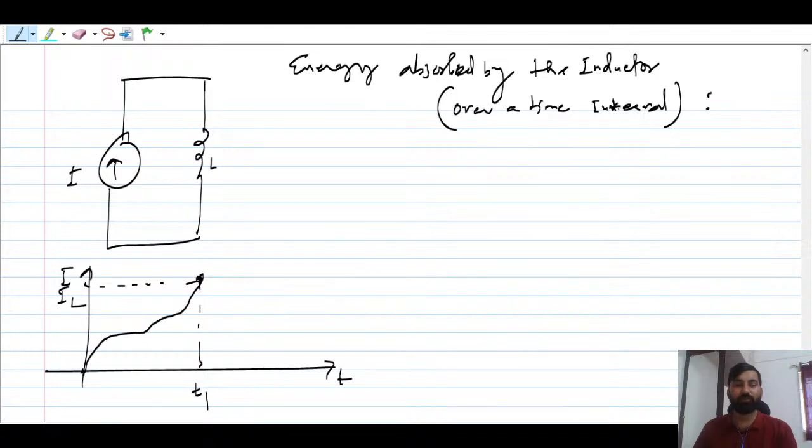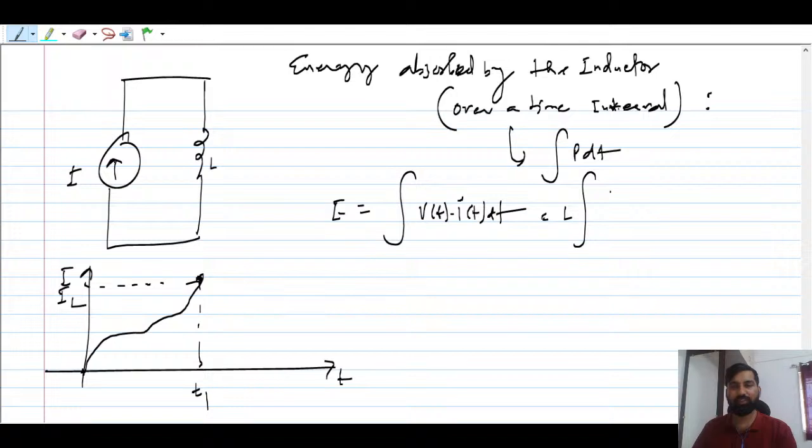So now, if they are asking, what is this? This is nothing but p dt, simply power times dt. So energy is going to be equal to what? v(t) times i(t) dt. Now plug in all these values. So v is L di/dt, so we get L i(t) di/dt dt.